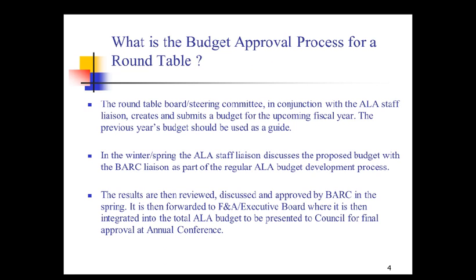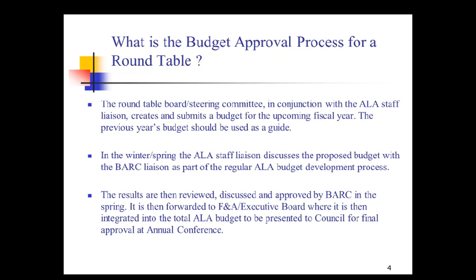I'd like to take you through 3 critical steps in the roundtable budget approval process. Understanding these steps will be essential to keep the financial condition of the roundtable in good shape. First, using the previous year's budget as a guide, the roundtable board and steering committee work with their ALA staff liaison and submit a budget for the next fiscal year to ALA staff.